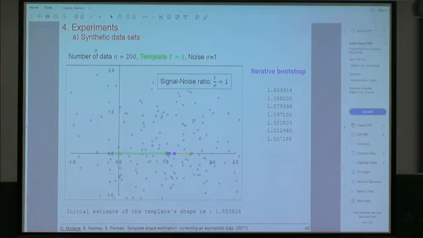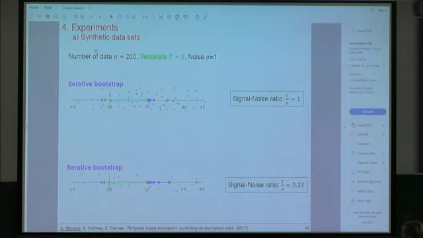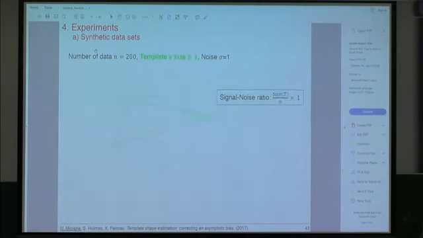This is just something that we define, the distance of the template from the singularity of the shape space at the scale of the noise. If we change this signal over noise ratio to something that's a bit lower, the estimate is even worse, but then the iterative bootstrap will still converge, even with this number of data. So this was for two landmarks, shapes of two landmarks.